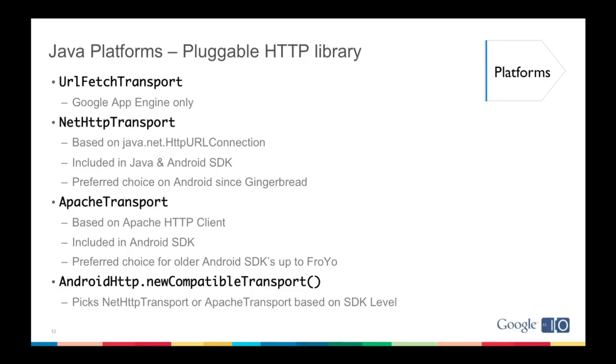I'm not sure how good a support they will have for the Apache HTTP client in the future. They still both work, but that's what's recommended. But if you're working with a previous version of the Android SDK, you'll want to still use Apache transport, just to avoid those few bugs that they fixed in the Gingerbread release. So if you're targeting both Android SDKs, I created a little utility library that just does: if Android level is greater than or equal to Gingerbread, use one, else use the other.